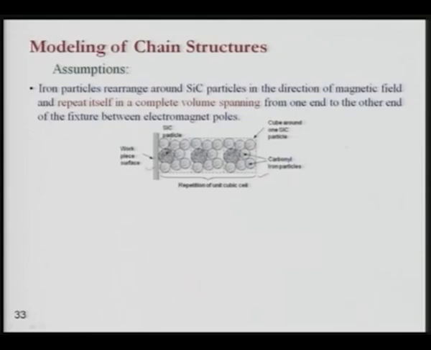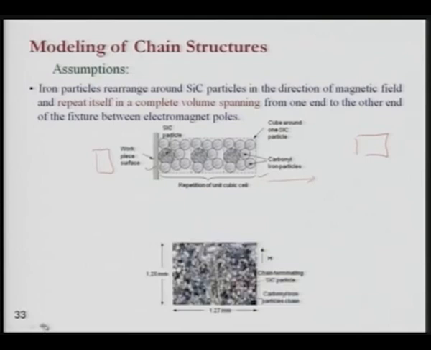Now here is the workpiece, and on the other side also there will be the other side of the workpiece, and one pole will be here and another pole will be on this side, and this kind of structure is repeated from one pole side to the other pole side.